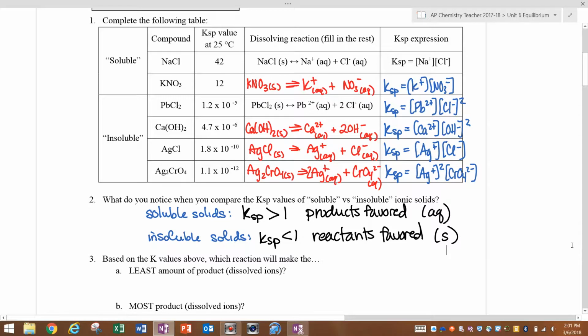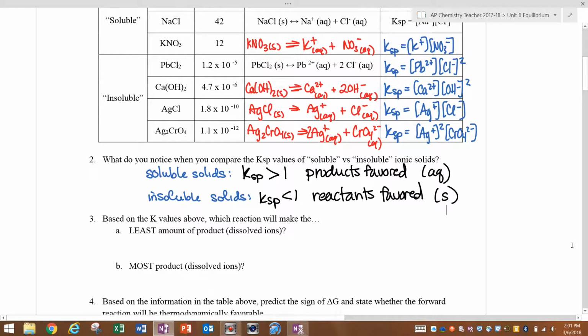So based on the K values, we can quantify that and say which reaction will make the least amount of product. That's going to be the one with the smallest K value, okay, because K is going to be proportional to the amount of product, as we can see in this K expression. So the one with the smallest K value in this case is silver chromate. The one that's going to make the most product is going to be the one with the largest K value, which of these examples is sodium chloride.